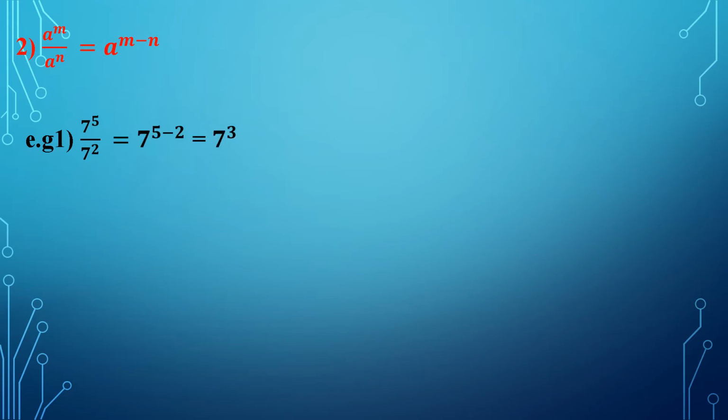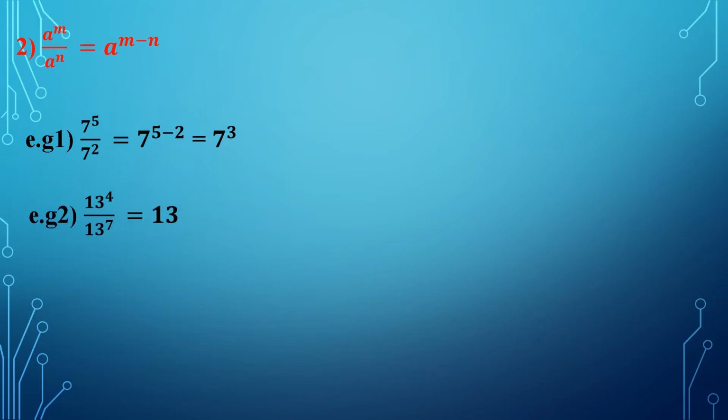When bases are the same and the two expressions are in division, we subtract the power in the denominator from the power in the numerator. Here we can see 7 raised to 5 upon 7 raised to 2. Bases are the same and they are in division. Hence we get 7 raised to 5 minus 2, that is equal to 7 raised to 3.